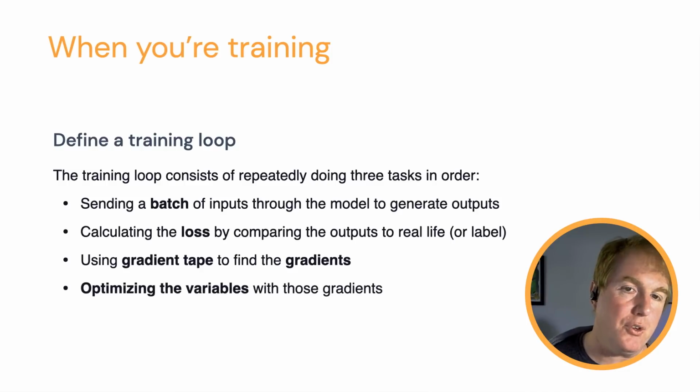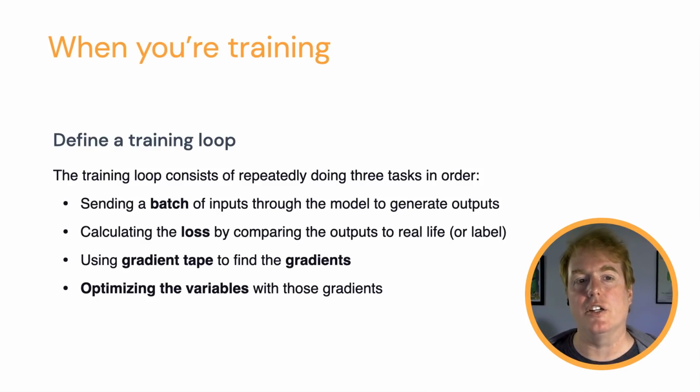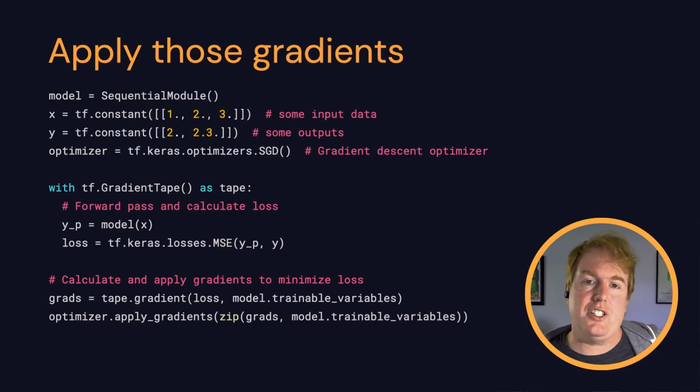If you think back to my first slide about the arc of machine learning, for supervised learning in particular, you're going to do these three tasks in order. You're going to send a batch of inputs through the model to generate outputs. You're going to calculate the loss by comparing the outputs to real life. We sometimes call real life a label. We use the gradient tape to find the gradients. And then we optimize the variables with those gradients. And you'll have to do that a whole bunch of times in a row. So let's take a look.